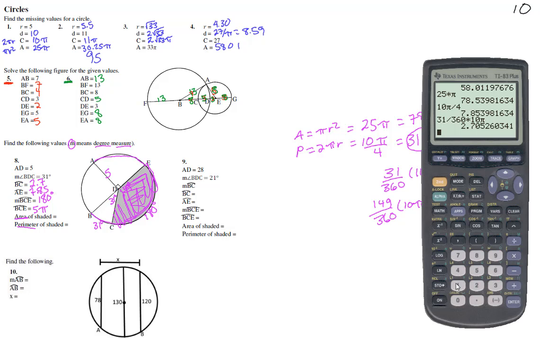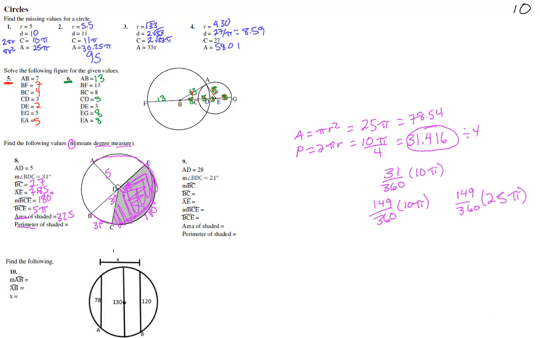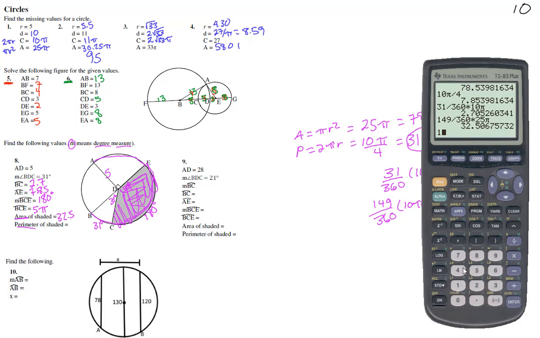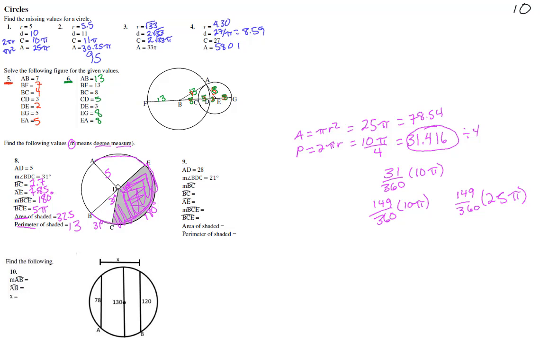Let's put that in our calculator. 149 divided by 360 times 25 pi. Let's see what we get there. 32.5 for the area. And that would be like inches squared or centimeters squared. And the other one, 149 divided by 360 times 10 pi. And what do we get there? Almost exactly 13. There we go. So this is how we use our radius and our angle measures to get actual sector areas and sector circumferences.